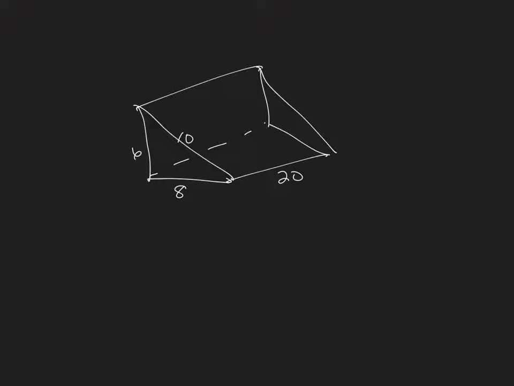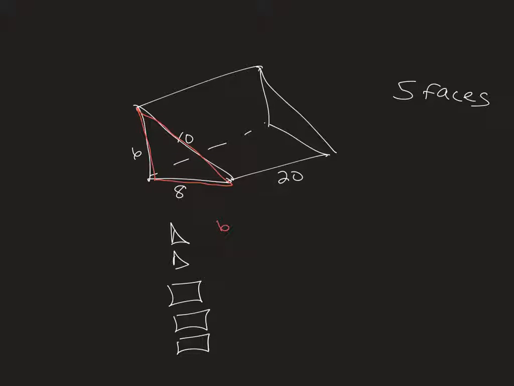Alright, so to find the surface area of a triangular prism, you have 5 faces, and of those 5 faces, 2 are triangles, and 3 of them are rectangles. So we'll start with the triangle, and I have this triangle in the front, and the base is 8, and the height is 6. So I'm going to say 8 times 6 divided by 2, and that would give us 24 for the area.